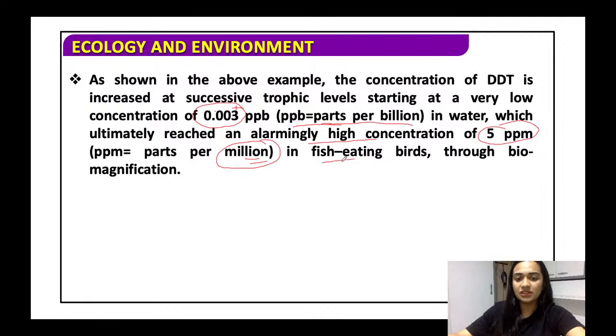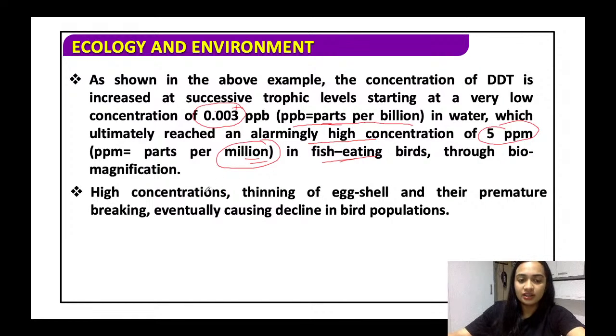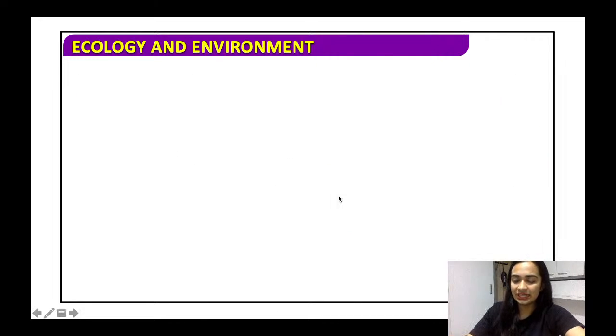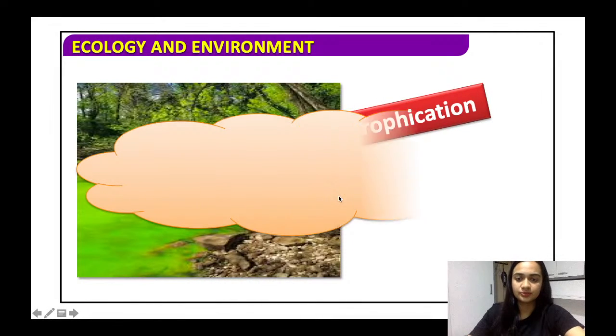So this is happening in fish eating birds through biomagnification. Now, higher concentrations cause thinning of eggshells and their premature breaking, which eventually causes the decline of the bird population. So that is another effect you have. तो हायर कॉन्सेंट्रेशन जब होती है, एग शेल्स थिन हो जाते हैं एंड देन प्रीमेच्योर यानी कि टाइम से पहले ब्रेक होते हैं और इवेंचुअली दे विल cause a decline in the bird population.